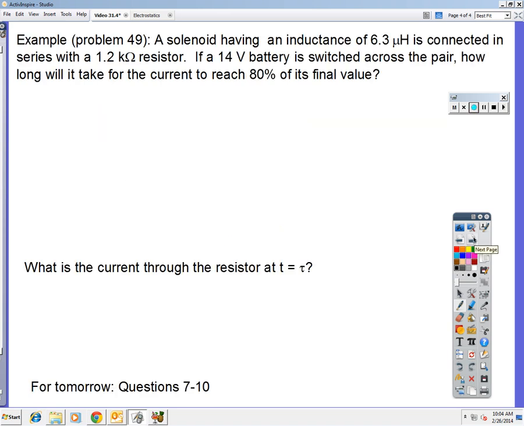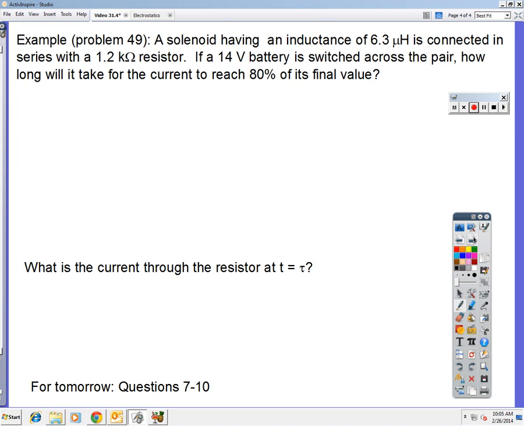Now an example here, this is problem 49 in your textbook. You've got a solenoid, it has an inductance of 6.3 microhenries, that's actually a relatively large inductance, and it's connected in series with a 1.2 kilo ohm resistor. A 14 volt battery is switched across the pair. The question is, how long will the current take to reach 80% of its final value?